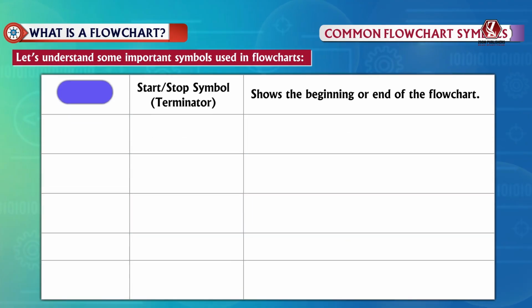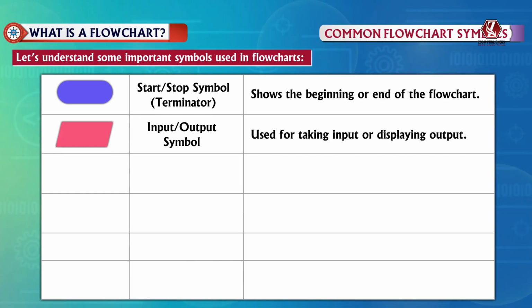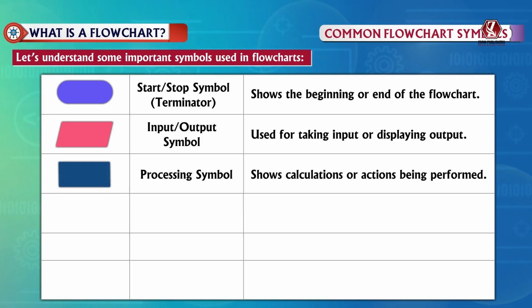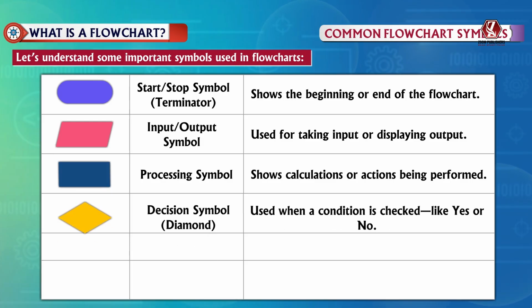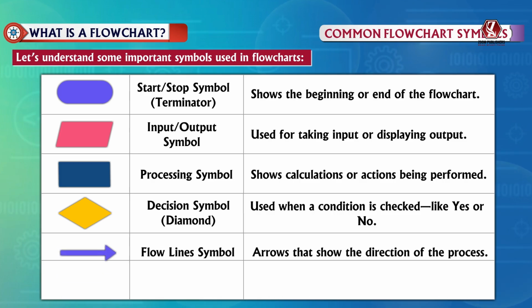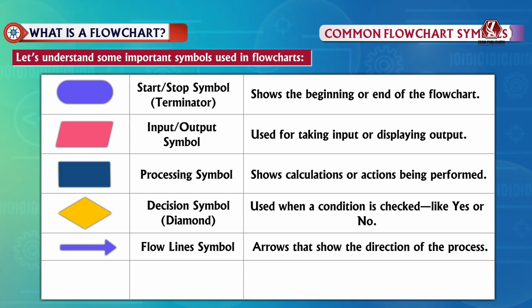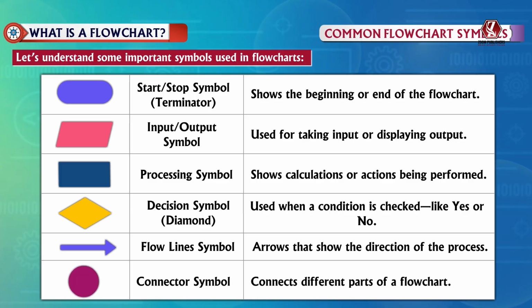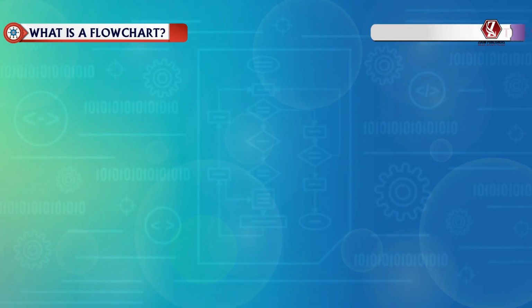Start or stop symbol, the terminator, shows the beginning or end of the flowchart. Input-output symbol, used for taking input or displaying output. Processing symbol, shows calculations or actions being performed. Decision symbol, the diamond, used when a condition is checked, like yes or no. Flow lines, arrows that show the direction of the process. Connector symbol, connects different parts of a flowchart.